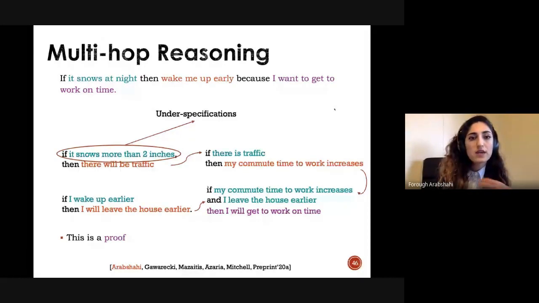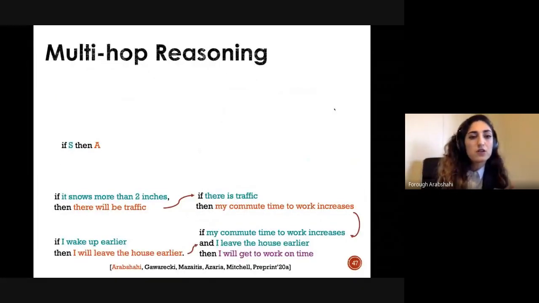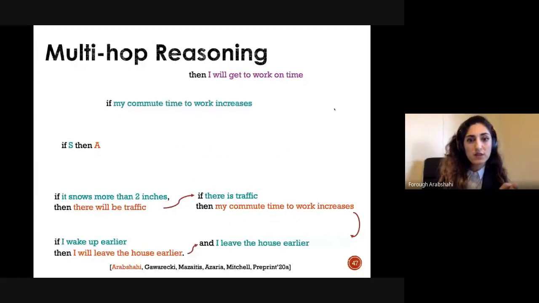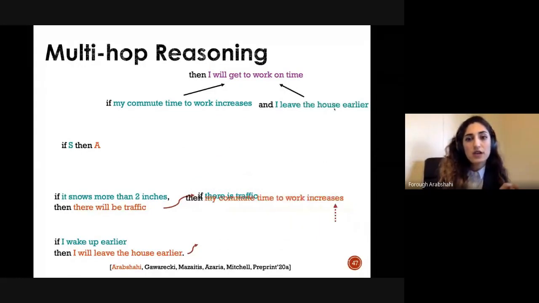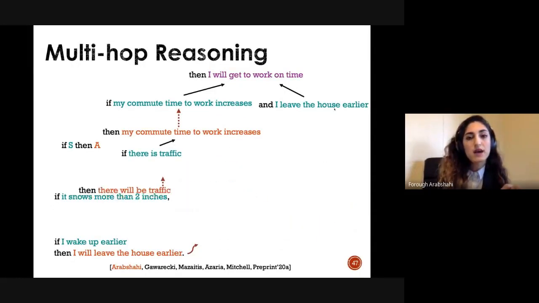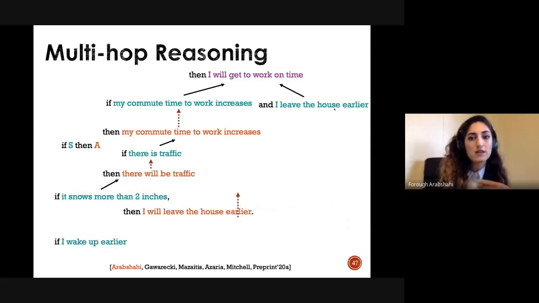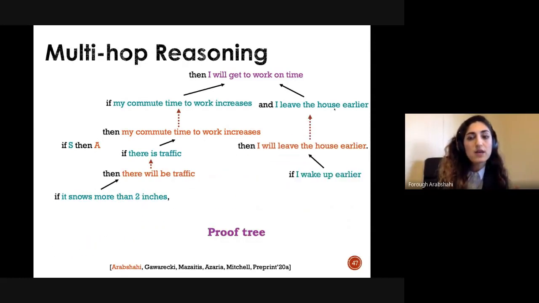So I want us to take a closer look at this proof trace. First of all, notice that it contains if S then A statements. So these are similar to statements in atomic. And also notice that if I unroll this reasoning chain, it's actually a tree rather than a chain because I have an and, or a conjunction, in one of the logical statements. And therefore, this results in a proof tree rather than a proof chain.